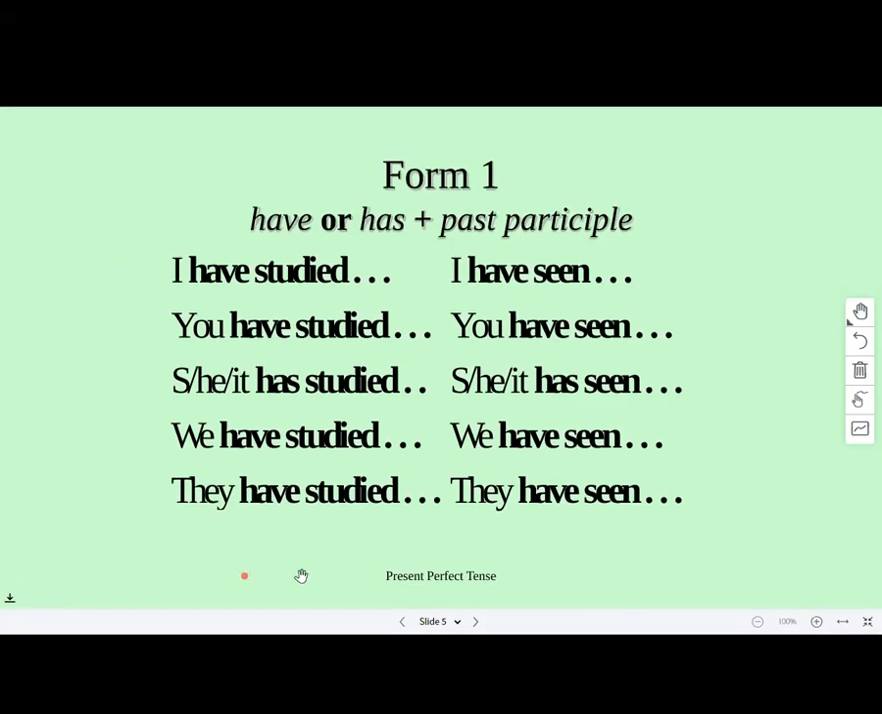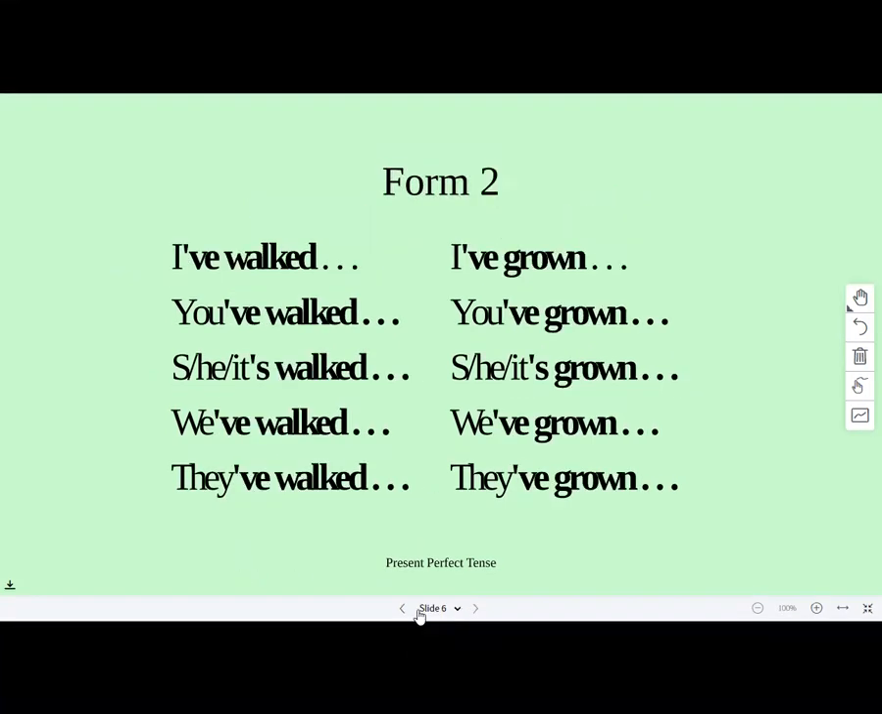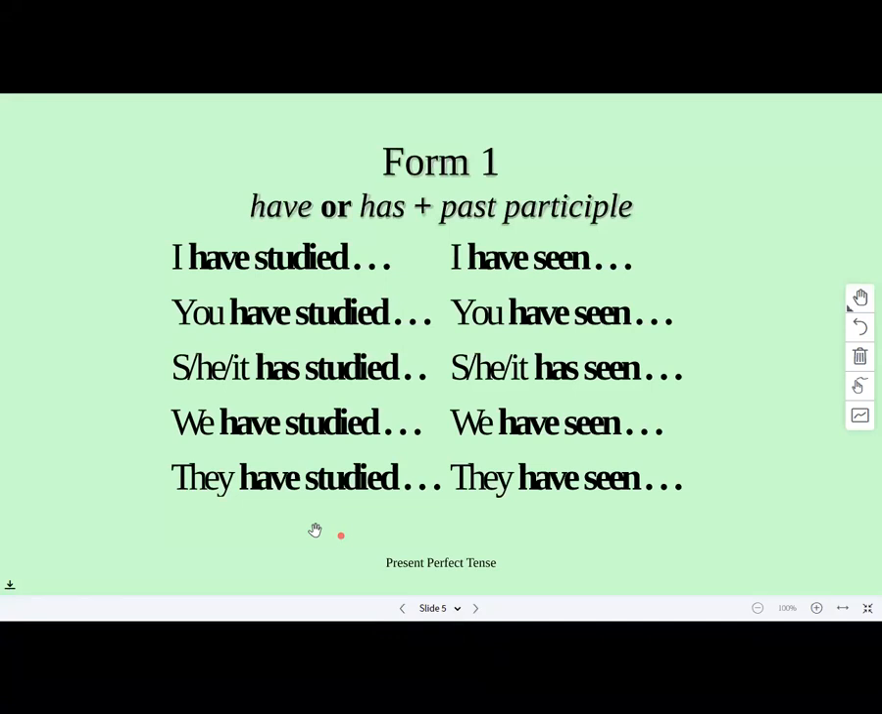Now, there are two forms of the present perfect tense that I'm going to share with you. The first form is have or has with the past participle. I have studied. I have seen. You have studied. He, she, it has studied, right? We have studied. They have studied. So, with has or have, we will be using the past participle in order to show a present action in the present perfect tense.